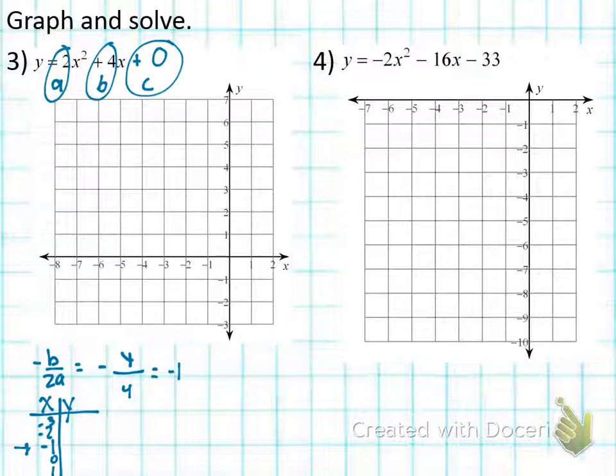If I put negative 1 into my equation, okay. Negative 1 squared is 1. 1 times 2 is 2. Negative 4 times negative 1 is negative 4. So we got 2 minus 4 is negative 6. Not quite. I don't think that's right, but let's see. Negative 2.